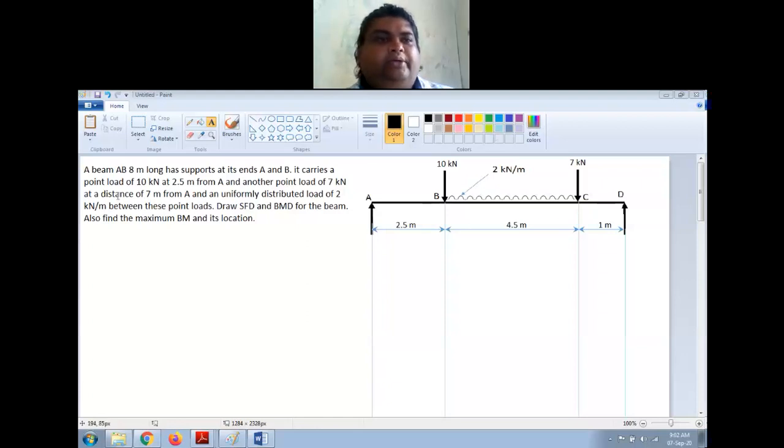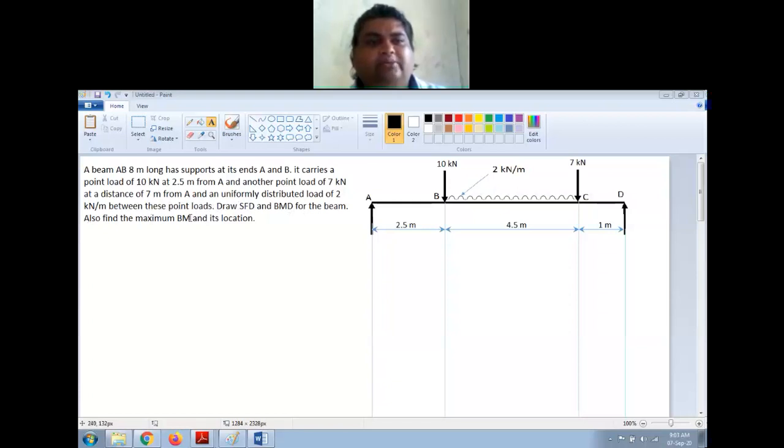Okay, the numerical reads: a beam AB 8 meter long has supports at its ends A and B. It carries a point load of 10 kilonewton at 2.5 meter from A and another point load of 7 kilonewton at a distance of 7 meter from A, and a uniformly distributed load, UDL, of 2 kilonewton per meter between these point loads. Draw SFD and BMD for the beam.